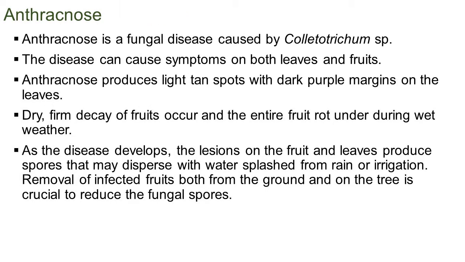Anthracnose. Anthracnose is a fungal disease caused by Colletotrichum species. This disease can cause symptoms on both leaves and fruits. Anthracnose produces light tan spots with dark purple margins on the leaves. Dry, firm decay of the fruits occurs, and the entire fruit can rot under wet conditions. As the disease develops, the lesions on the fruit and leaves produce spores that may disperse with water splashed from rain or irrigation. Removal of infected fruits, both from the ground and on the tree, is crucial to reduce the fungal spores.